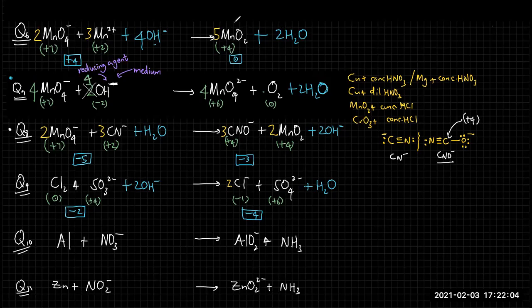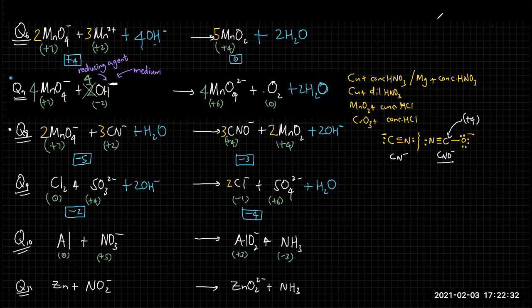Reaction of aluminium in the basic medium with nitrate ions. One of the most popular reactions in chemistry. Aluminium starting from 0 has gone to plus 3. In aluminate, aluminium is plus 3. Nitrogen, careful, from plus 5 has gone to minus 3. In nitrate, nitrogen is plus 5. In ammonia, nitrogen is minus 3.